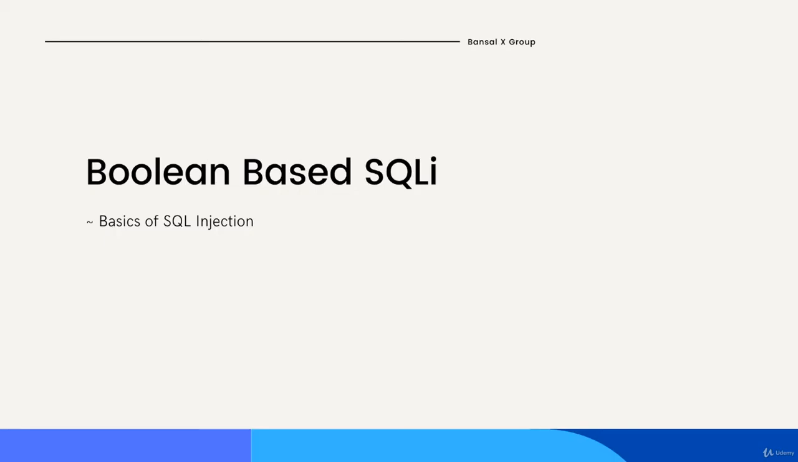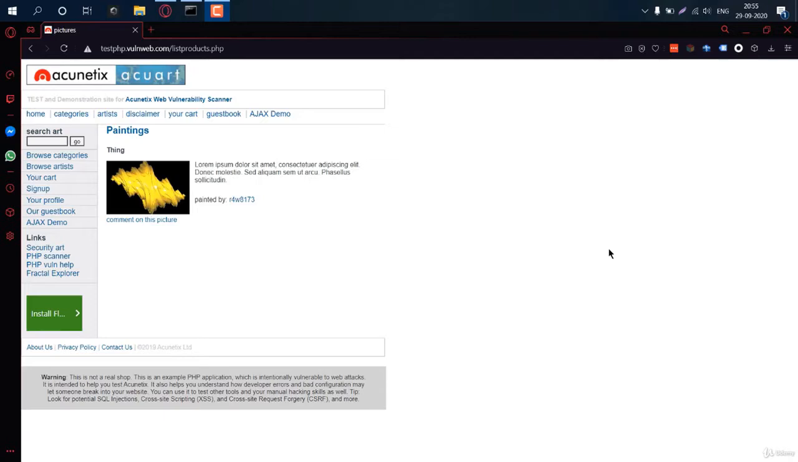Boolean based SQL injection. Well, a Boolean is a situation of 0 or 1, which is false or true. There will be many cases where you will find these kinds of situations. It can be a simple login page. If your password is correct, you will log in. If it is wrong, you will not. So it's 1 or 0.